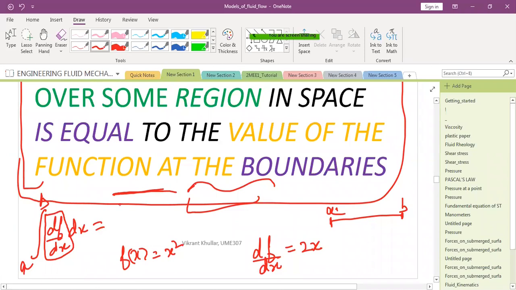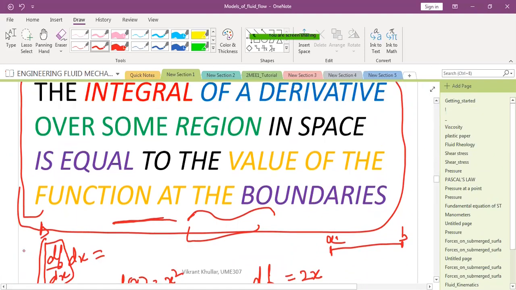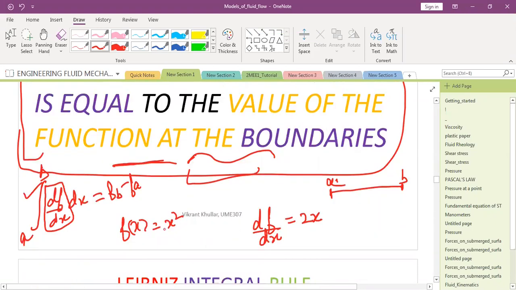So by this definition, what should be the answer? The integral of a derivative over some region in space is equal to the value of the function. Function क्या है यहाँ पे? f. तो क्या होना चाहिए? f at b minus f at a. What is f at b?